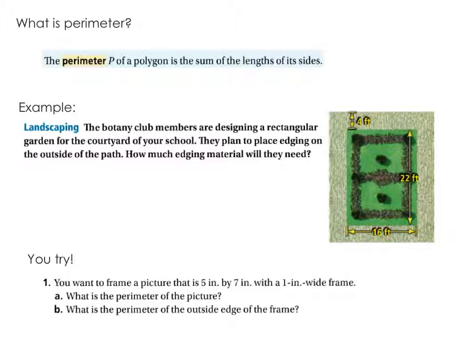So if we check out our courtyard, we see that our courtyard has a width of 16 feet and a length of 22 feet. Since we're going to place the edging on the outside of our path, if we look at the length of 22 feet, we have to keep in mind that we're going to add 4 feet to it, and we're going to add 4 feet down here too, because the path wraps all the way around it. So I'm going to add that to my picture.